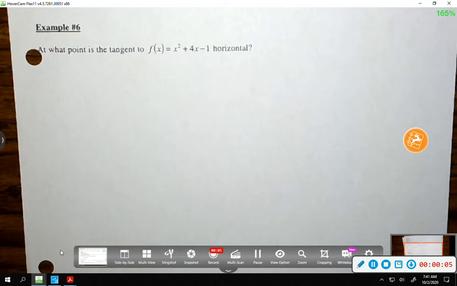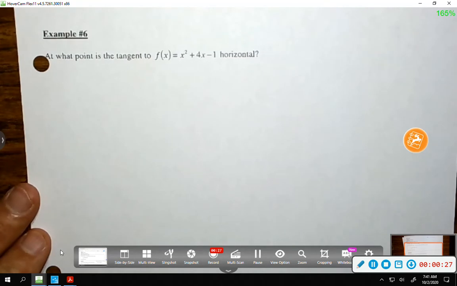This is a recording of example number 6 from the 2-4A notes. I did this as a separate example. It's a little bit longer. There has been one like this on the test in the past, so I want to make sure that I go over this particular problem so you can do the one that's on the worksheet.